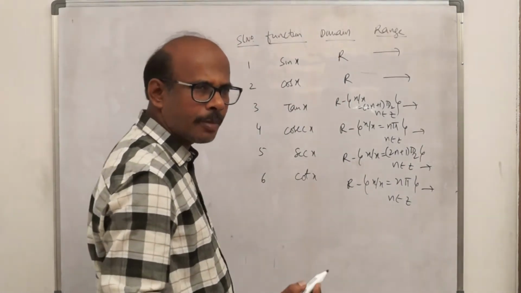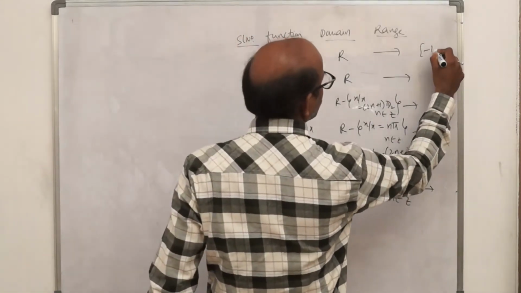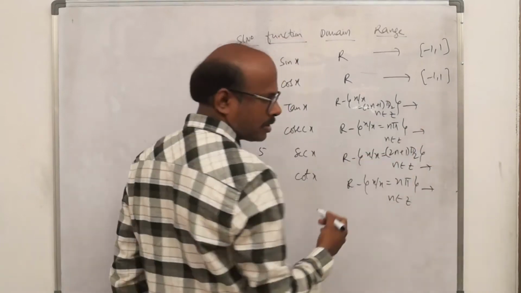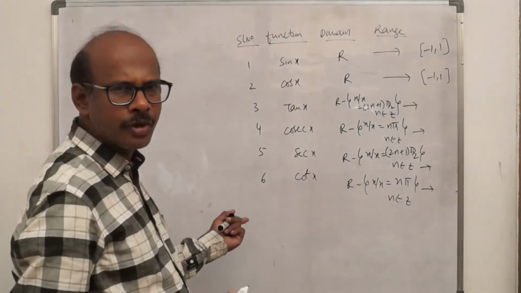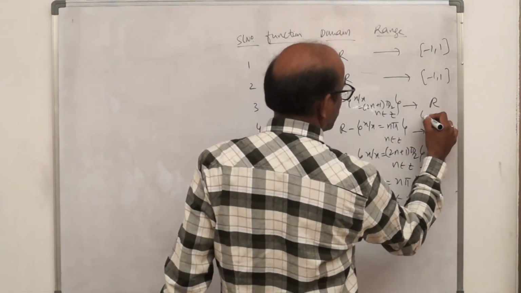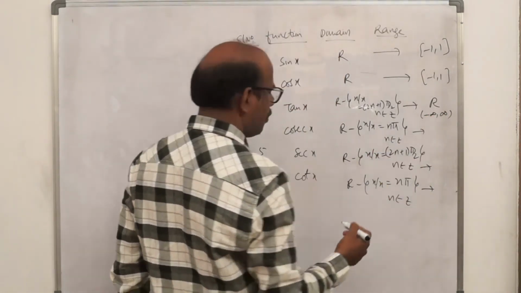Sin x range from the graph, minimum height and maximum height, will be minus 1 to 1. Cos x also minus 1 to 1. Tan x, if you have already constructed the graph, the boundaries of the y-axis are R, which means minus infinite to plus infinite.